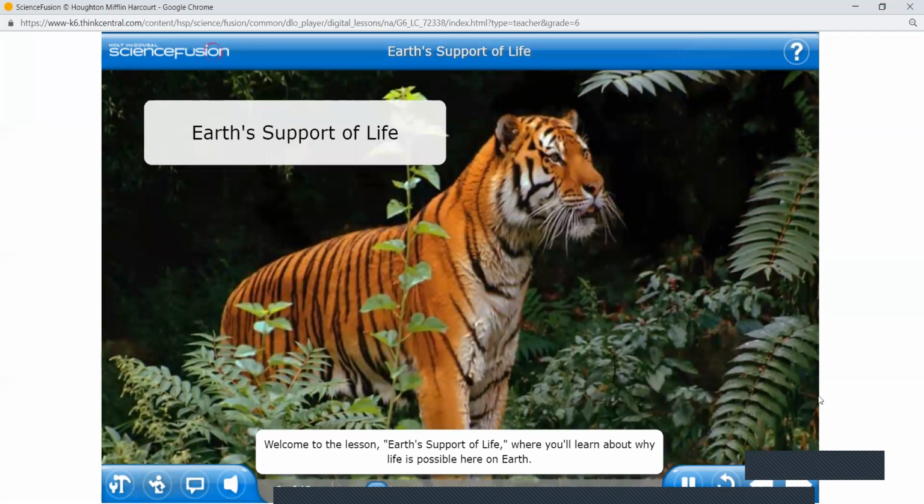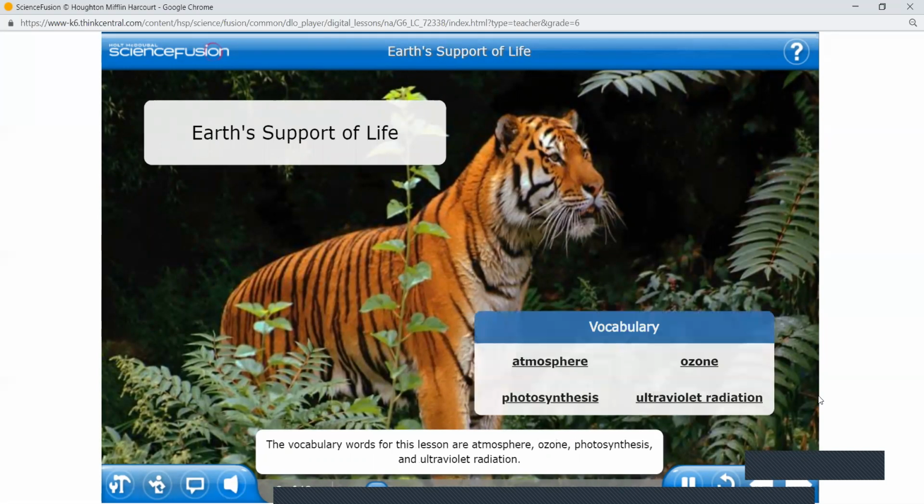Welcome to the lesson, Earth's Support of Life, where you'll learn about why life is possible here on Earth. The vocabulary words for this lesson are atmosphere, ozone, photosynthesis, and ultraviolet radiation. Click each word to find out more about it.